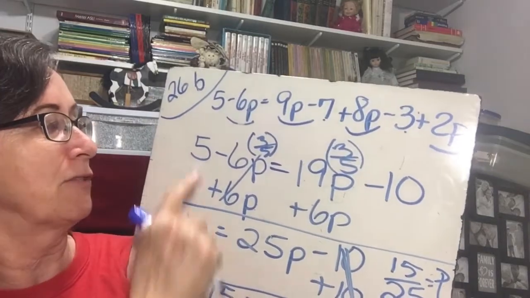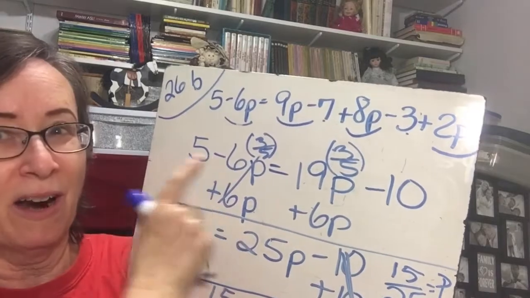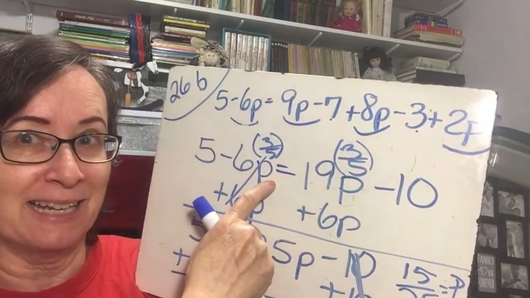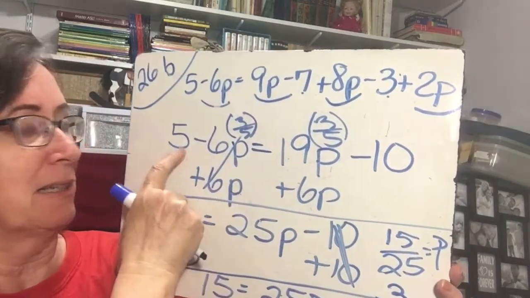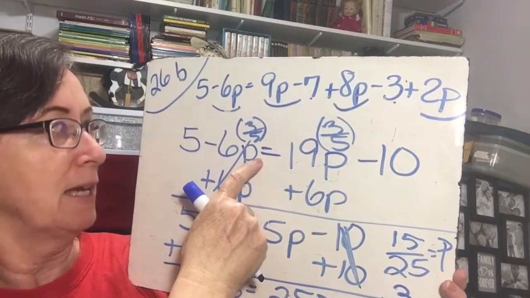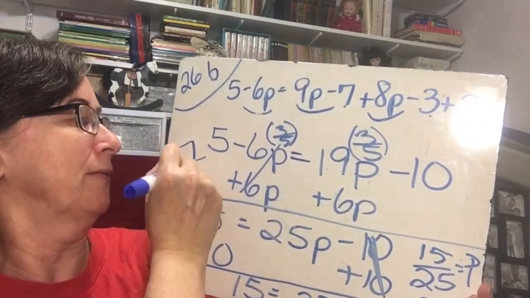Okay, so this is 5 minus 18/5, or 25/5 minus 18/5. Remember, we can get a common denominator. 25/5 minus 18/5 is 7/5. So on the left we have 7/5.